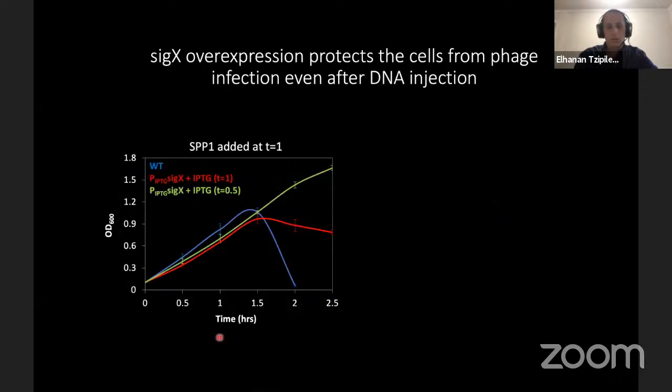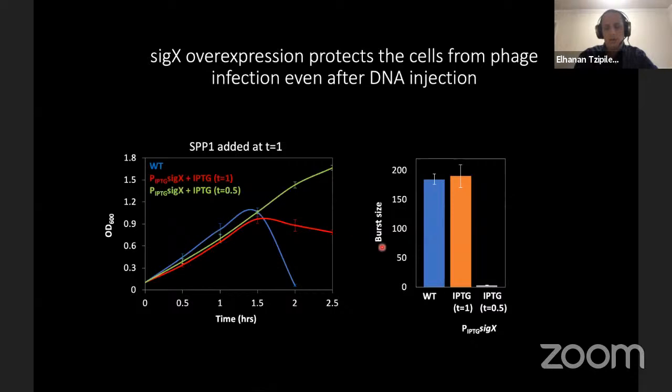And also, when we monitor the OD of the culture, here we added the phages at 1 hour and either induced sigma X by adding IPTG after half an hour or just right after phage addition. And you can see here that even when we added IPTG after phage, the cells are still protected from lysis.